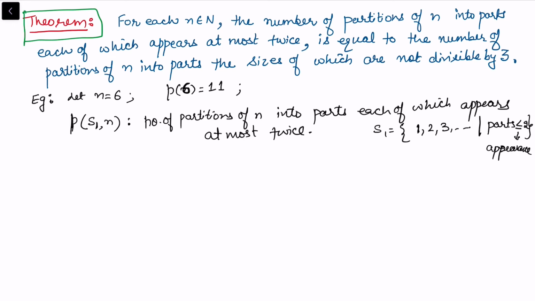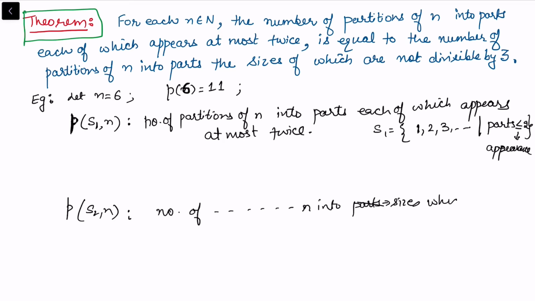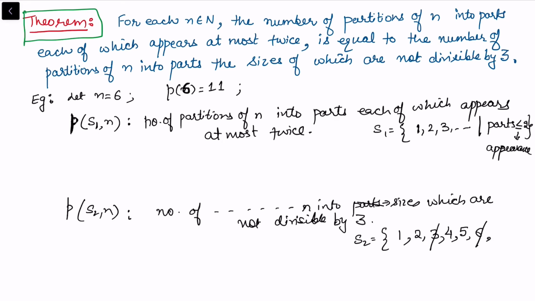This is the first way the function is defined, and the other is defined as S2(n), which is the number of partitions of n into parts, where the part sizes are not divisible by 3. So in S2, 1 is allowed, 2 is allowed, 3 will not come because 3 is divisible by 3. 4 can come, 5 can come, 6 cannot come, 7 can come, and so on.